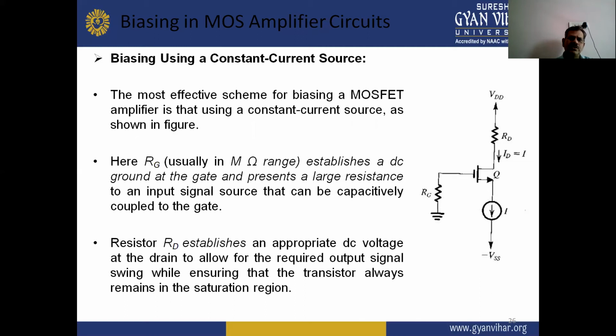Next is biasing using a constant current source. The most effective scheme for biasing a MOSFET amplifier is that using a constant current source, as shown in this figure. Here Rg, usually in the megaohm range, establishes a DC ground at the gate and presents a large resistance to an input signal source that can be capacitively coupled to the gate. Resistor Rd establishes an appropriate DC voltage at the drain to allow for the required output signal swing while ensuring that the transistor always remains in the saturation region.